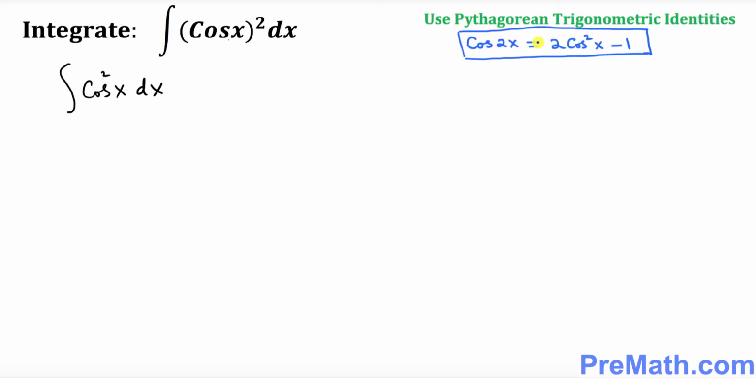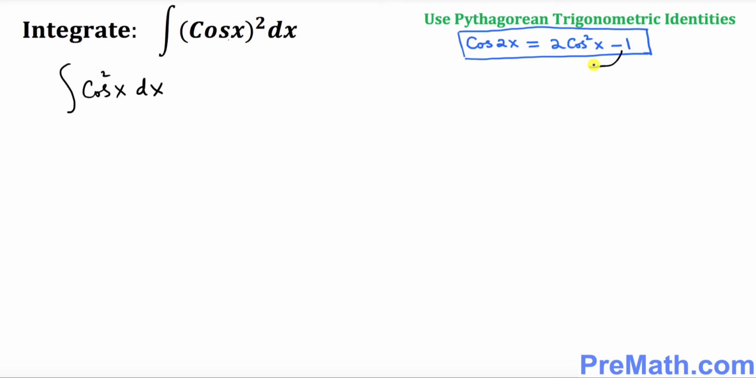This is the trigonometric identity that we will be using. Cosine of 2x equals 2 cosine square of x minus 1. Now you might be wondering, how did we come up with this identity? Eventually, at the very end, I will show you how to prove this one. But let's go ahead and take care of this integral first.